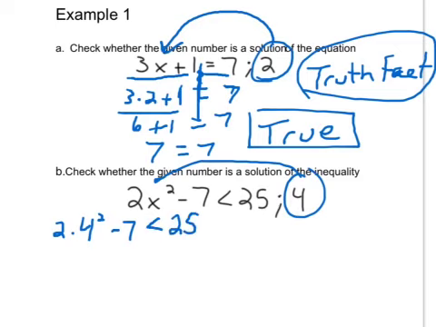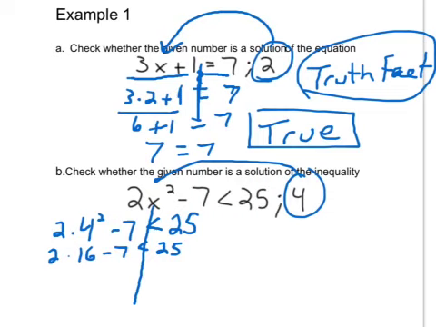Okay, order of operations, got to do the exponents first. So 2 times 4 squared is 2 times 16 minus 7. Want to know, is that less than 25? Again, you can think of this inequality or equal sign like a big dividing line. I don't have to solve the 25. I'm comparing it to 25.